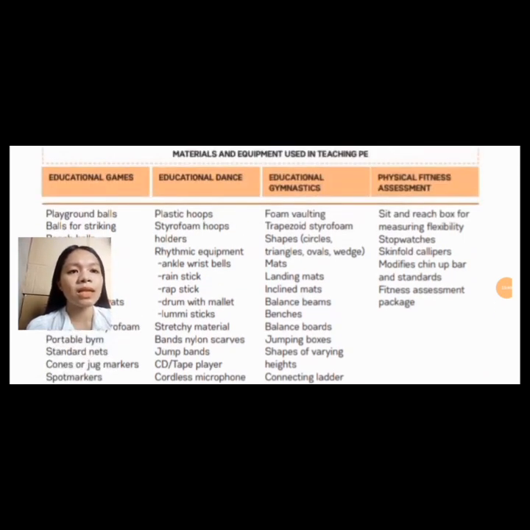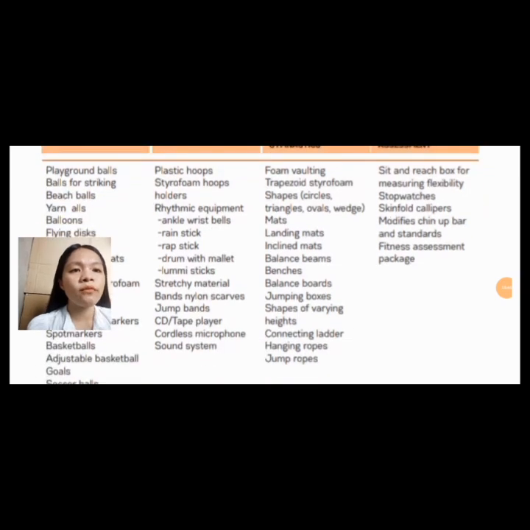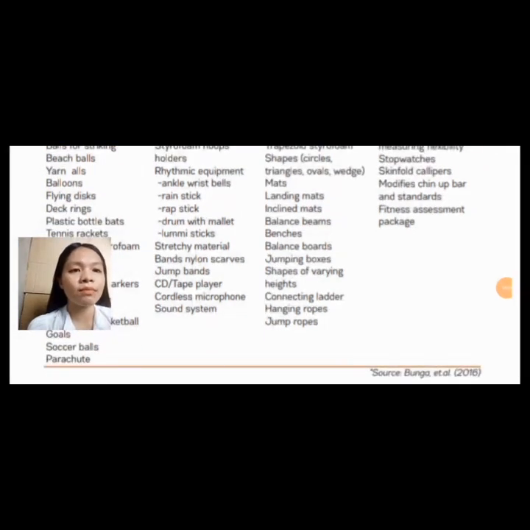So next is educational gymnastics: foam vaulting, trapezoid, styrofoam shapes, circles, triangles, ovals, wedge, mats, landing mats, incline mats, balance beams, benches, balance board, jumping boxes, shapes of varying heights, connecting ladder, hanging rows, jumping ropes.